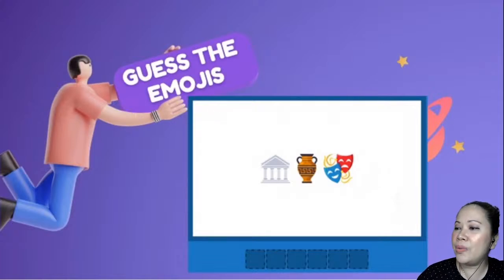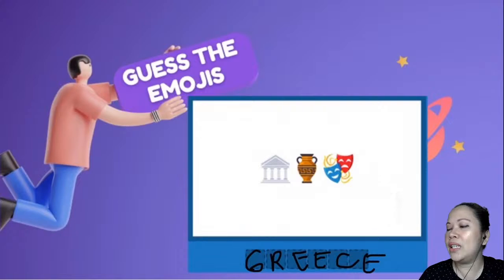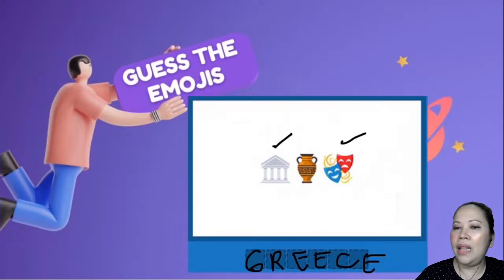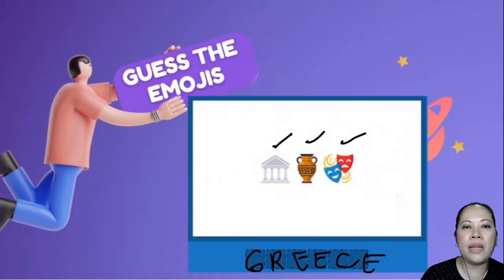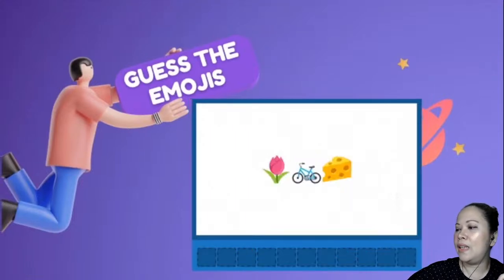Yes, that is correct. This is Greece. That's right, Kaini. That's well done. So they are very known for their temple and the masks and this pottery. So it's Greece. Correct. Okay, last question for tonight.